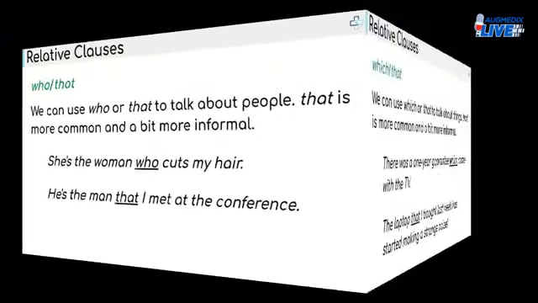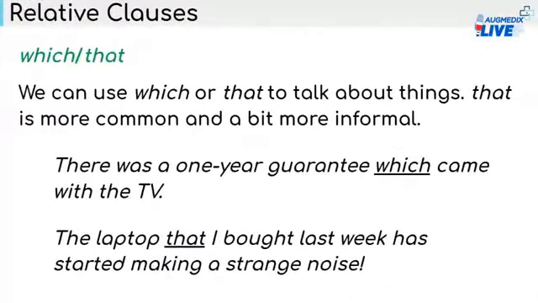All right. Which and that. We can use which or that to talk about things. Now, to talk about things other than human beings, we can use both which or that. Now, that again is common and informal. Let's take a look at these examples here. There was a 1-year guarantee which came with the TV. The laptop that I bought last week has started making a strange noise.